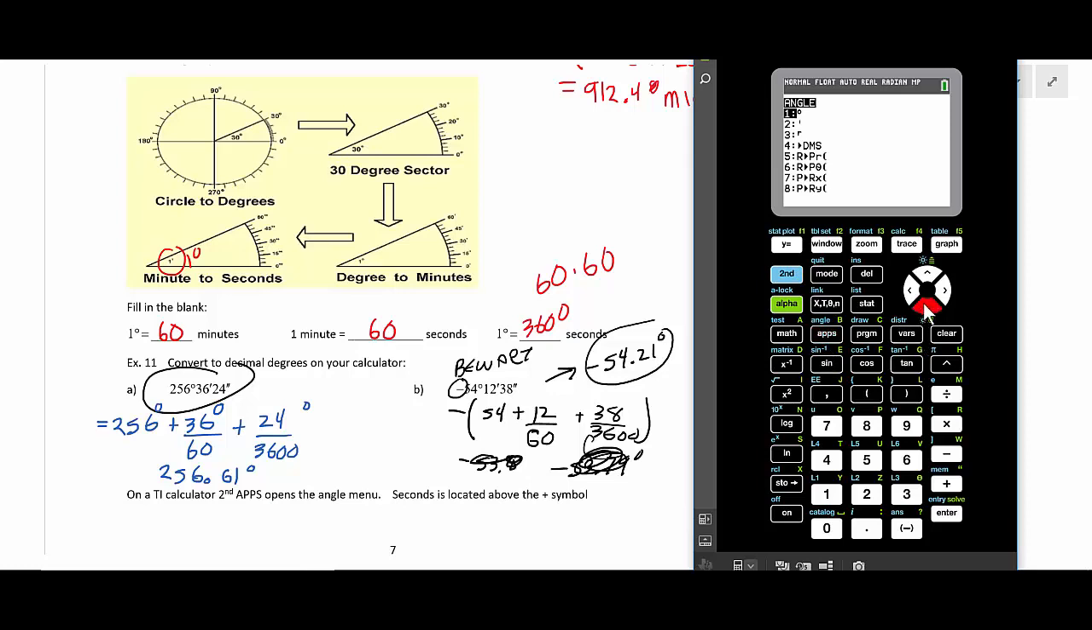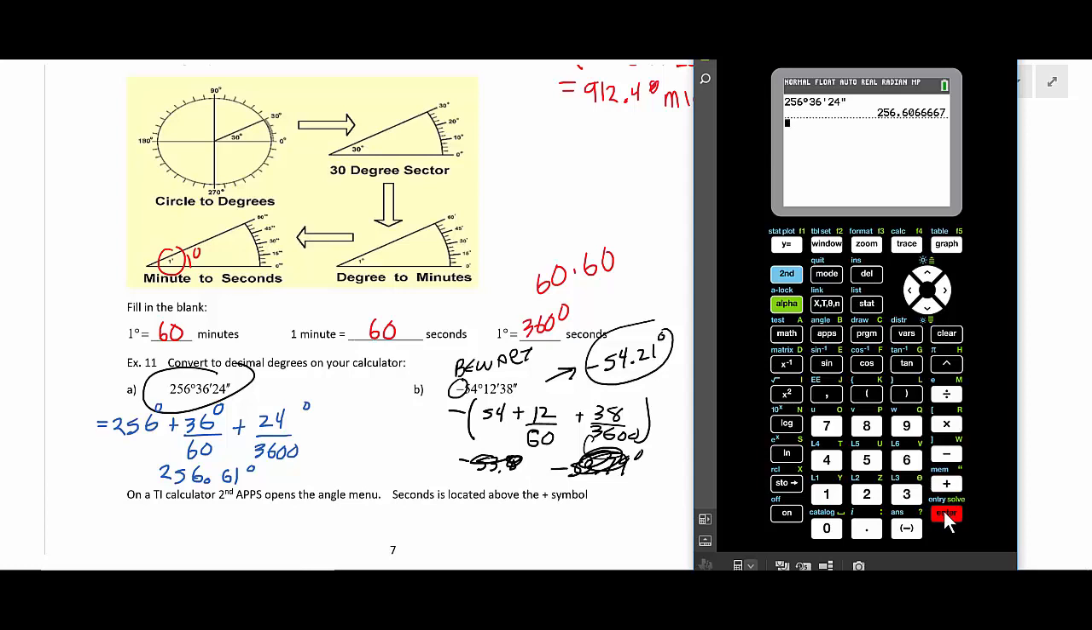Okay, then you go down to the second option and put that in. So the minute comes out. Then you can put in 24. And then you got to go alpha. On mine, it's color-coded, so it's alpha plus. Then that comes out, and it gives the answer.